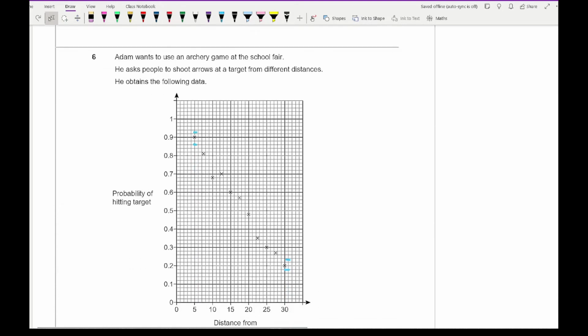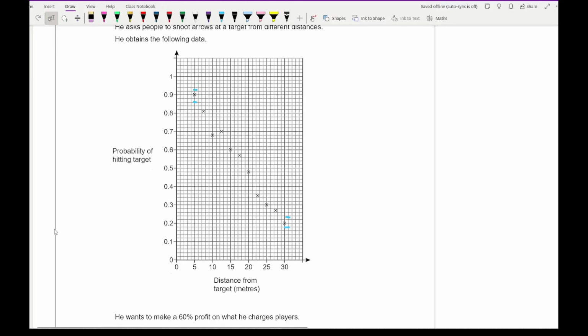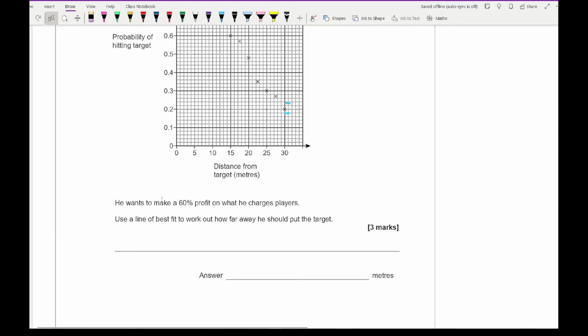Moving on to question 6, it says that Adam wants to use an archery game at a school fair. He asks people to shoot arrows at a target from different distances. He obtains the following results. And the question says he wants to make 60% profit on what he charges players. Use line of best fit to work out how far the distance should be.